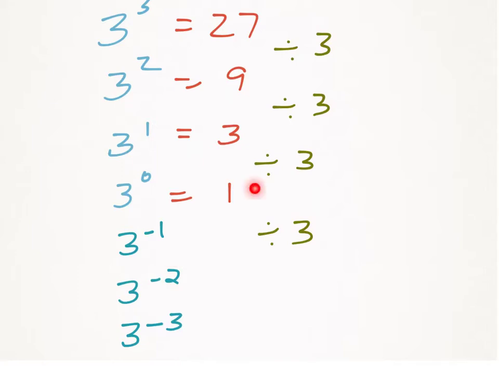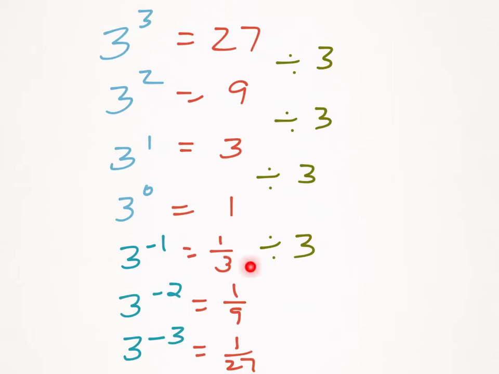So we'll just continue with that pattern as we get into our negative exponents. So 1 divided by 3 will give us 1/3, and then 1/9, and then finally 1/27. And we can continue this pattern with any of our exponents, whether they be positive or negative.